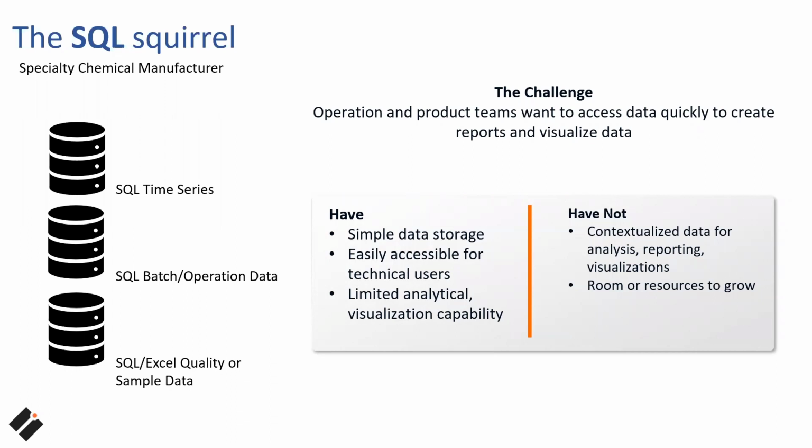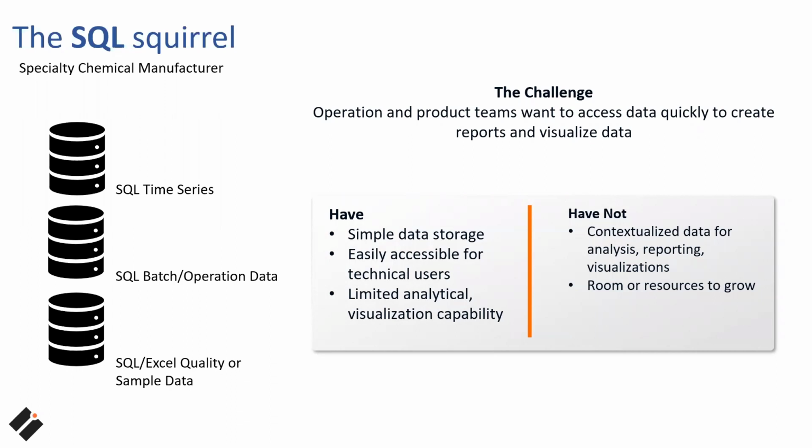So the challenge is, how could their operation and their product teams access their data quickly and create their reports and visualize data very quickly? In some cases, they depended on individuals from other sites to help out when their technical users were away or even on vacation as well. So how could we remove this dependency and have any user on the site essentially available to access that data the way they need it and analyze it or create the reports the way they need it?